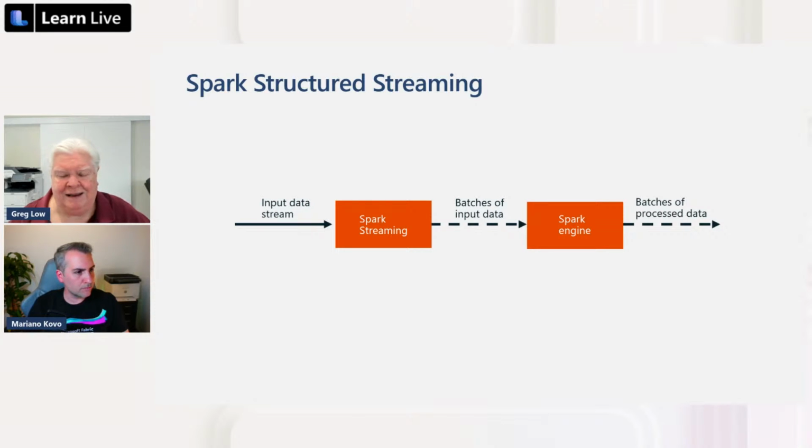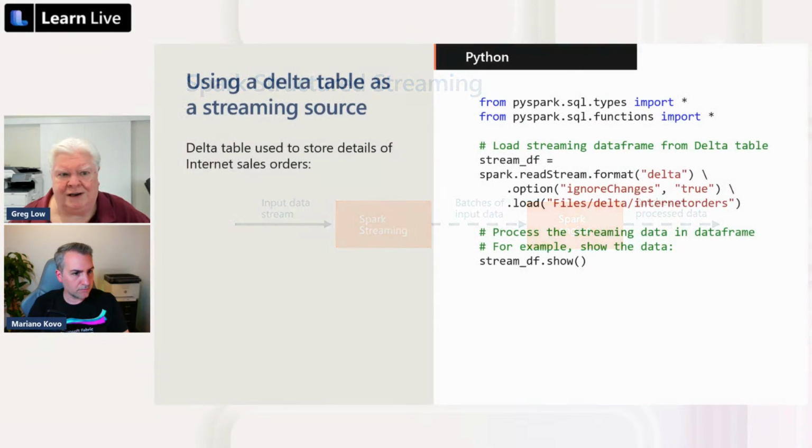Now, to use that, we can either have the delta table as a source of data, which is probably less common, depending upon the type of operation we're trying to build, or we can use it as a data sink to send data to at the other end. If you look at a delta table being used as a streaming source, again, I've brought in both those same libraries, except I've grabbed SQL types as well, and then said, look, a stream data frame is Spark read stream, format delta, and then I've said ignore changes true, but I've said load from an area called file delta internet orders.